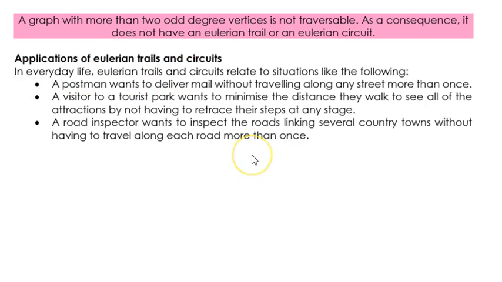And where do we use these in real life? You might think, what is with all this randomness? Well, it's actually got quite a few applications. A postman wants to deliver mail without travelling along any street more than once. A visitor to a tourist park wants to minimise the distance they walk to see all the attractions by not having to retrace their steps at any stage. And by retracing their steps, it means going on the same edge twice. We can't be doing that. A road inspector wants to inspect all the roads linking several country towns without having to travel along each road more than once.